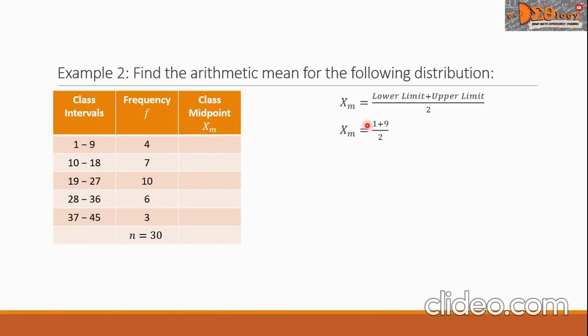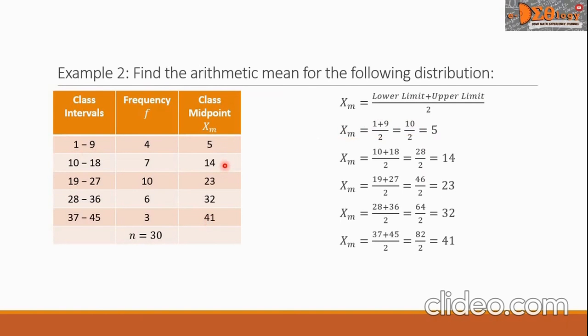Simplifying further, 1 plus 9 is 10, divided by 2, and this is equal to 5. This number 5 we will put on the blank here. Let us follow the same idea with the other blanks.